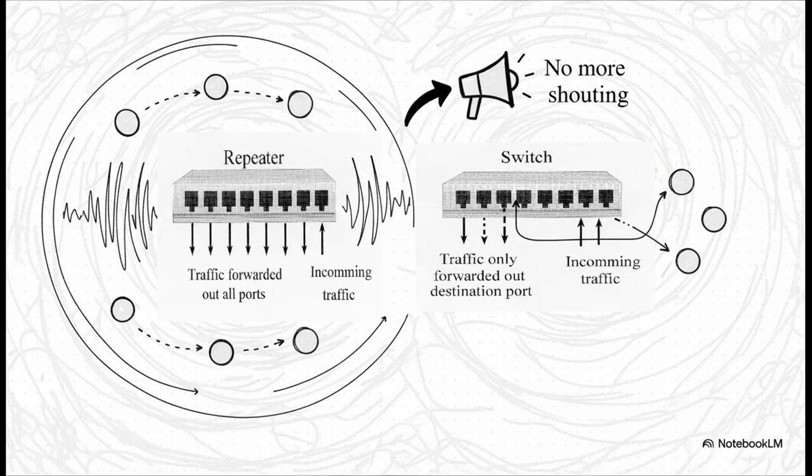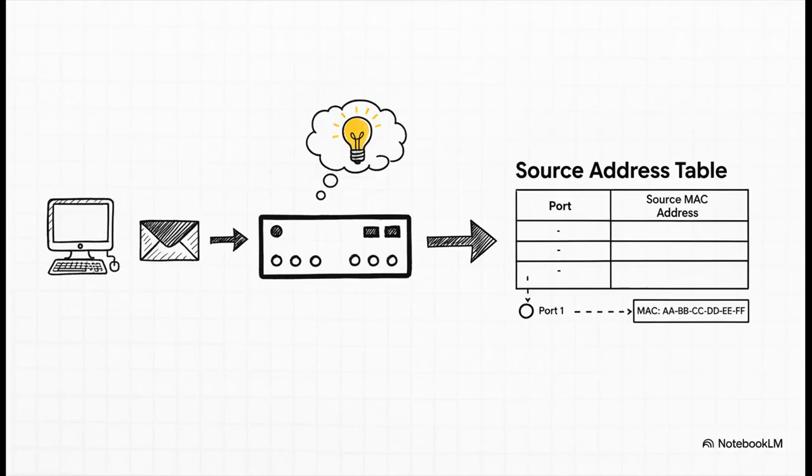No more shouting. So, how is a switch so smart? What's its secret? Well, this is the really clever part. A switch is a learner. As it sees data arrive on its ports, it reads the source MAC address from each frame and starts building this little internal map or table, making a note of which device lives on which port.